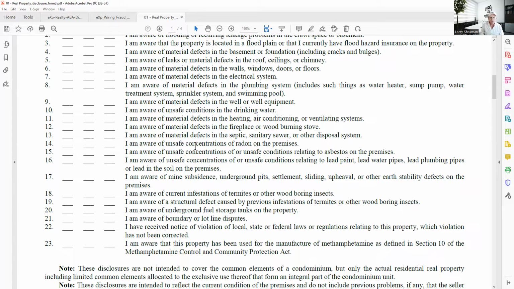Moving on to some of the other things, they're going to ask you about underground pits. They're going to ask you about infestations of termites or other wood-boring insects. Any VA loan is going to require a termite inspection. And number 19, structural defect caused by previous infestations. So this form is going to get very granular. And again, the best way to approach this form is full disclosure. Full disclosure. So that's the real property disclosure.